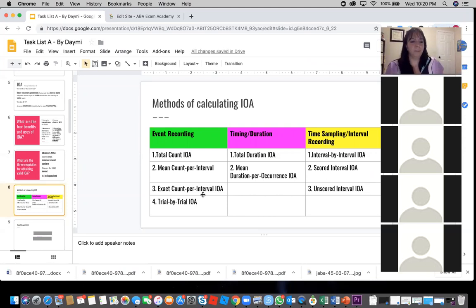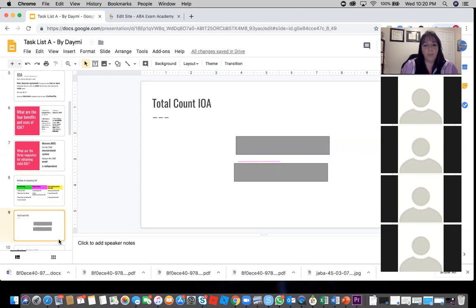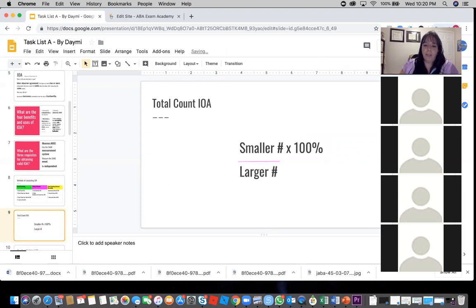You did good. All right, now is the tough part. We're gonna go over all of these, and I want to see if you need your books. Take them out. This is all about fluency. Just tell me what you have to do to get the answer. What do you have to do here for total count IOA? The smaller amount divided by the larger amount times 100. Perfect. So it's the smaller number divided by the larger number multiplied by 100. That was great. Who was that? Alicia. Nice job, Alicia.